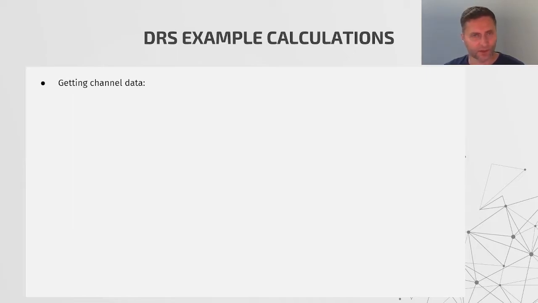So now let's look at some example calculations. This is the real crux of the DRS and how to create channels of your own and how to perform some common calculations that you would want to do in a DRS. So let's look first at getting channel data. You would have seen in the past the simple mode of getting channel data from the data manager by calling data.timeSeries and then the name of the time series that you want. However, you don't always know the name of the time series that you want.